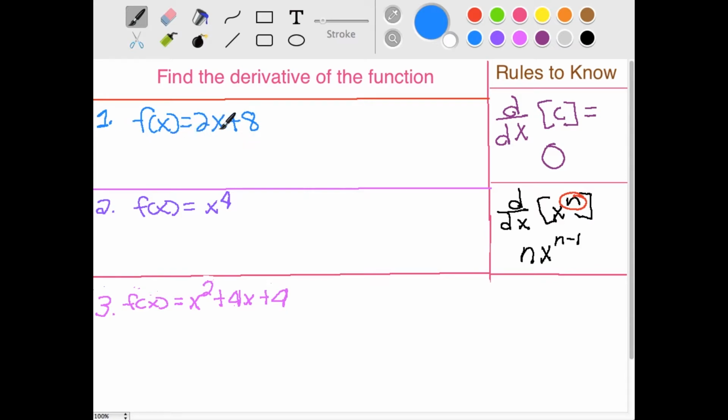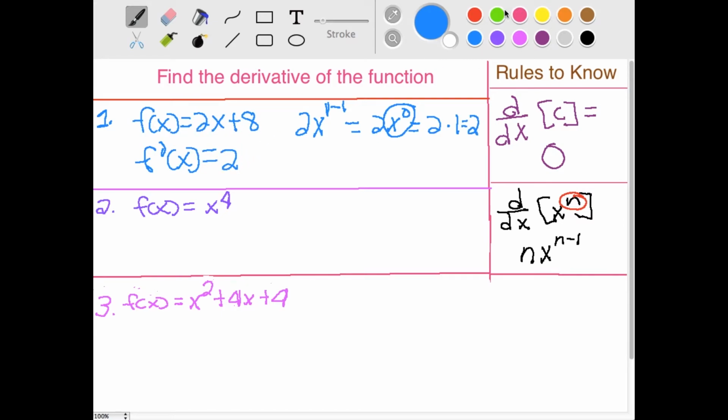In number 1, it's f of x equals 2x plus 8. So we would write this as f prime of x if we're taking a derivative. We know 2x is one term, and this is raised to the first power. If we take a derivative of this, we multiply 1 times the 2, which is just 2. Then we subtract 1 from the power. So we would get 2x to the 0 equals 2 times 1, because x to the 0 equals 1. So 2 times 1 is just 2.